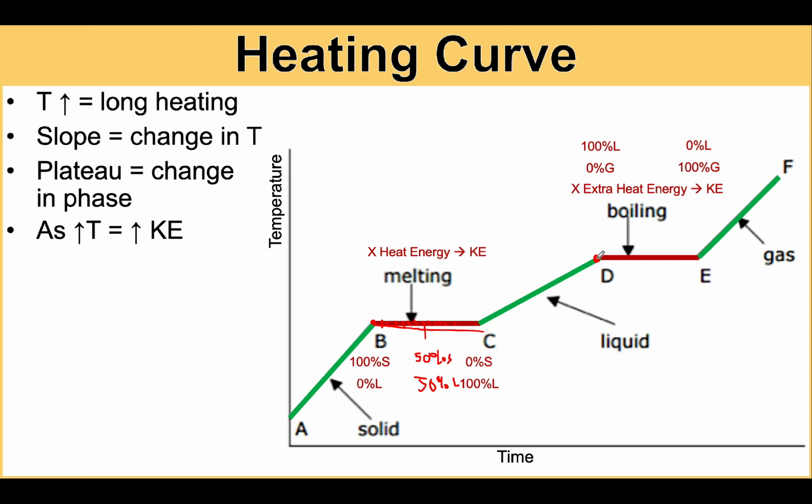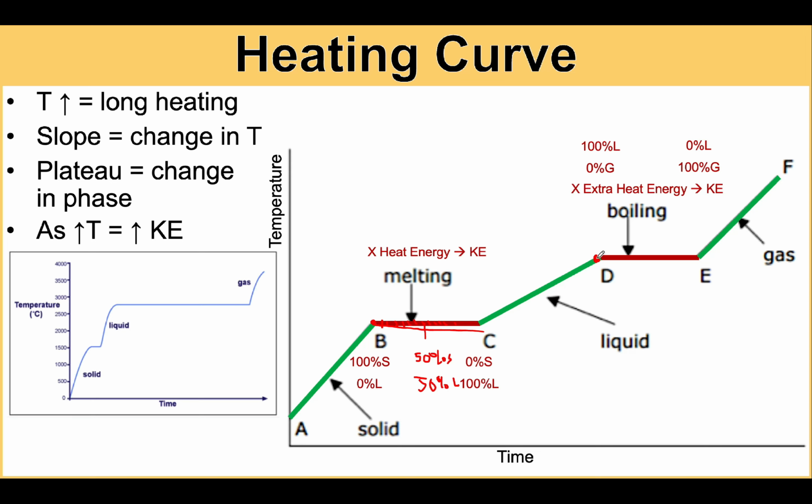And between E and F, the gas is heated and the heat energy increases the kinetic energy of molecules once more. So the temperature of the gas increases. So you have to remember that different substances have different melting points and boiling points, but the shapes of their heating curves are very similar.